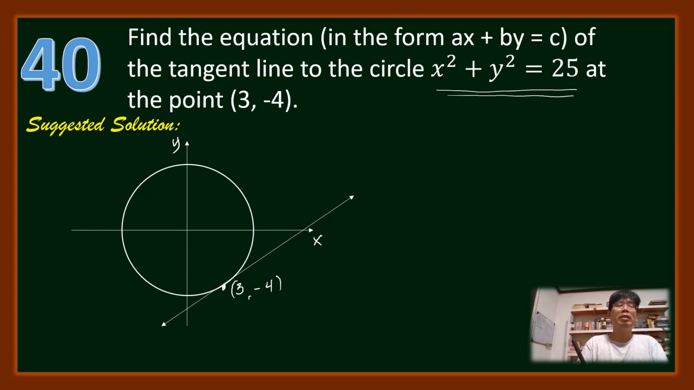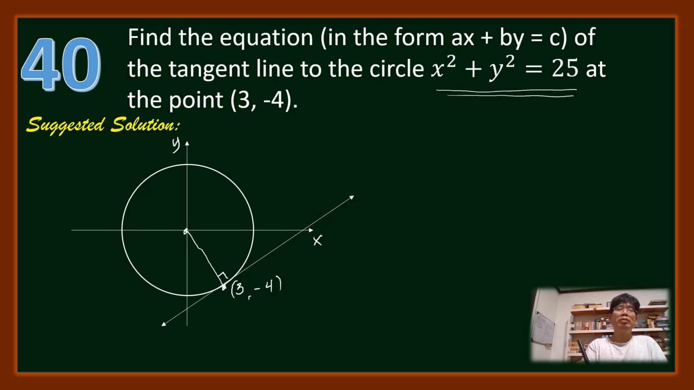We know that at the point of tangency, the radius from the center of the circle to the point (3, negative 4) is perpendicular to the tangent line. So if we know the slope of the radius, or the line containing the radius, we can have the slope of the tangent line. If two lines are perpendicular, their slopes are the negative reciprocal of each other.